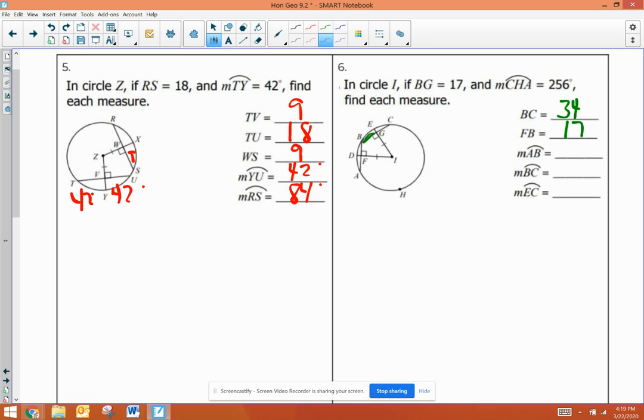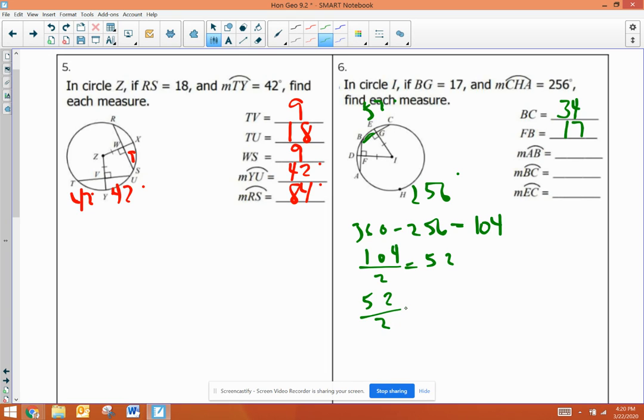Measure of arc, okay, back to our givens. The measure of arc CHA is 256. So I'm going to do 360 minus 256. We get 104. We split 104 in half to get 52. So each of those big arcs is 52 degrees. We split 52 in half to get 26. So it's for the smaller half arcs.